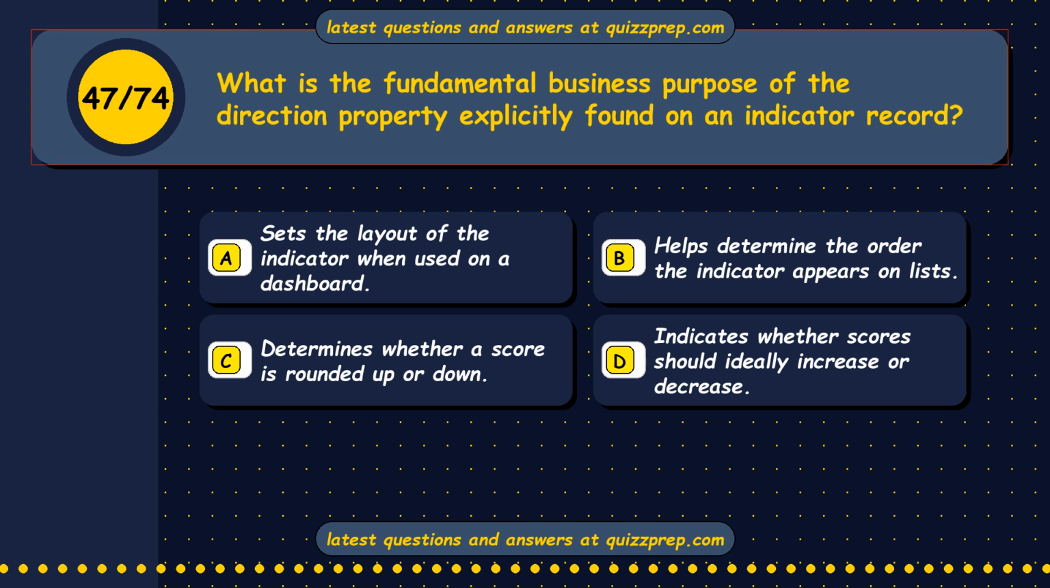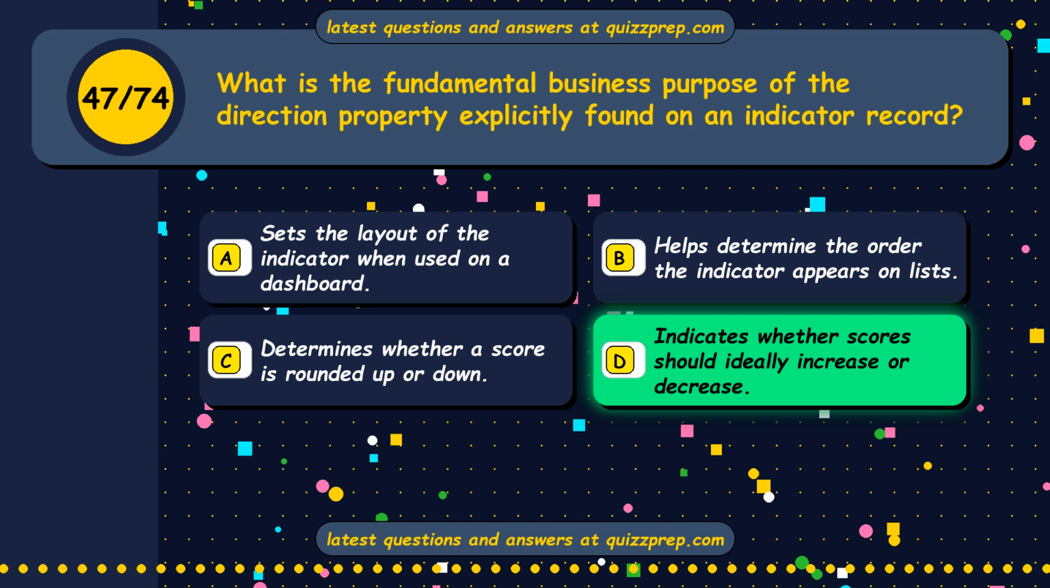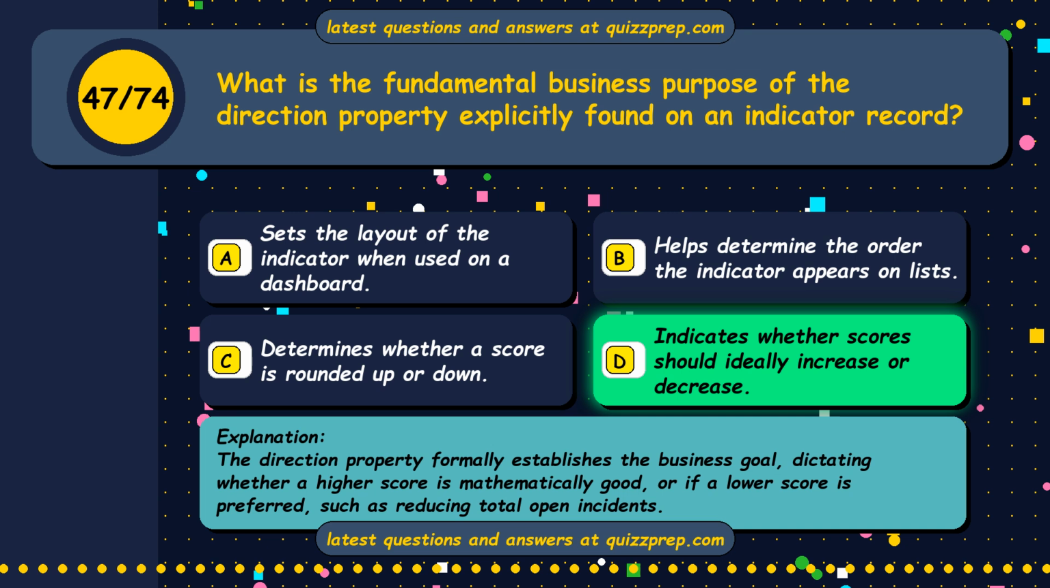The correct answer is option D, indicates whether scores should ideally increase or decrease. The direction property establishes the business goal, dictating whether a higher score is good, or if a lower score is preferred, such as reducing total open incidents.